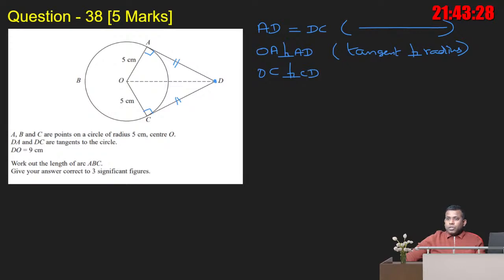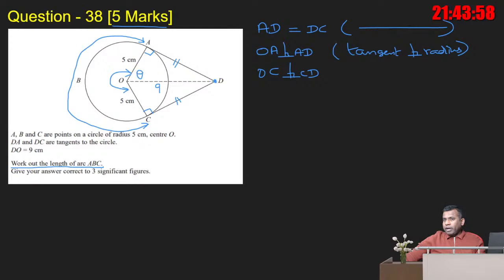So done. Once you finish that one, they are asking, DO is given as 9. DO is 9. And now work out the length of the arc ABC. This is a 5-marker question. Very heavy. So work out the arc length ABC. Arc length ABC means you need to have the angle of this one.